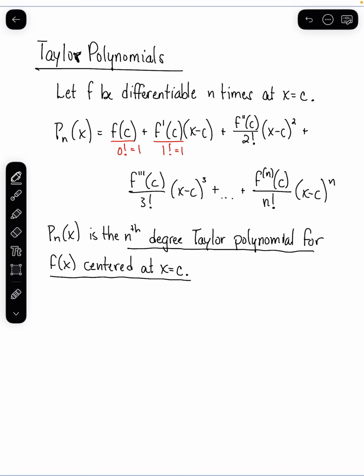Now, where did this come from? Why are there factorials in the denominators of these? Now, why is there an x minus c? The x minus c should be easy enough to explain because the minus c is nothing more than a horizontal shift. There's actually something known as a Maclaurin polynomial.